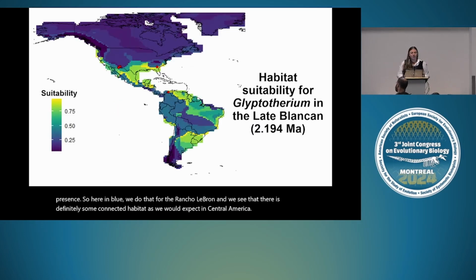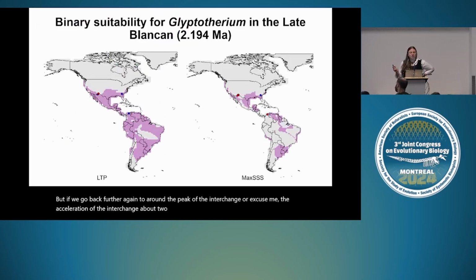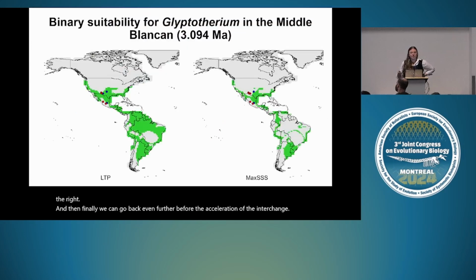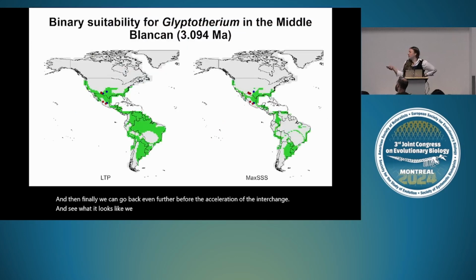But if we go back further, again, to around the peak of the interchange, the acceleration of the interchange about 2 million years ago, we see drastically more and more connected area in Central and South America, which is what we're expecting. And these two are just different ways of thresholding the model, one slightly more conservative here on the right. And then finally, we can go back even further before the acceleration of the interchange and see what it looks like. We see relatively similar, again, a lot of habitat that is suitable here in Central America.